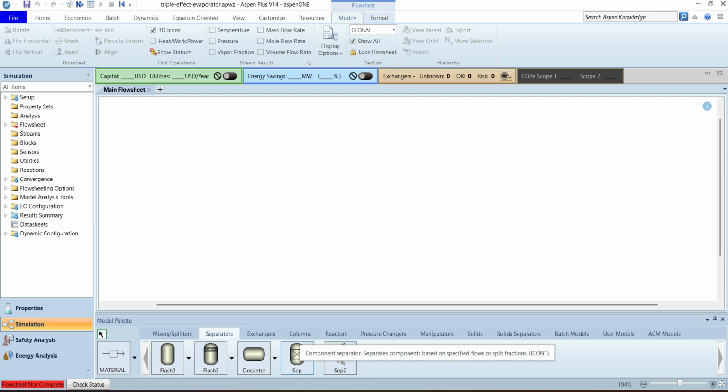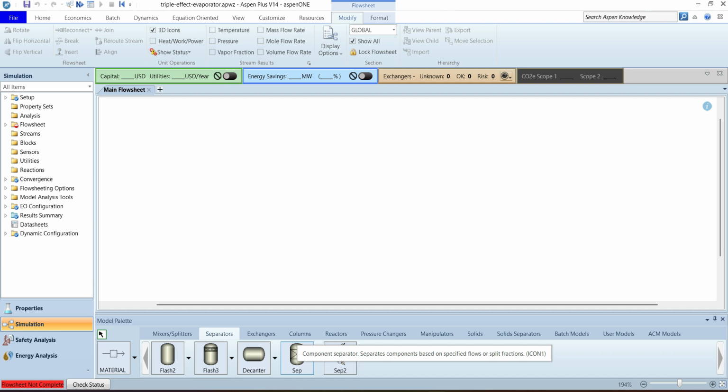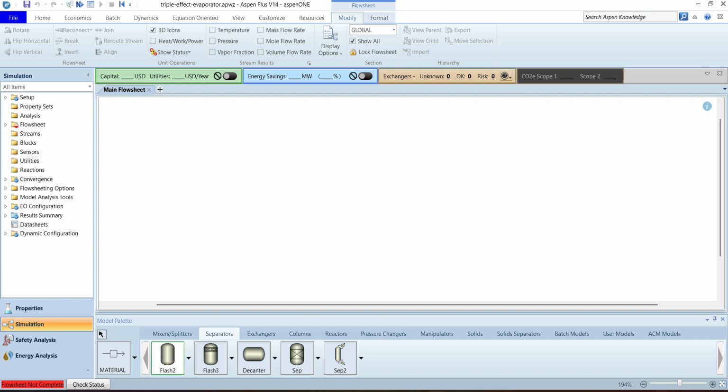The Sep block is a component separator, a total theoretical block where we can define the split fraction or the component flow rates in any of the discharge streams. The Sep2 block is limited to 2 outlet streams. However, the Sep block is not limited to any number of outlet streams. So let's use a Flash2 block to mimic the first effect of the triple effect evaporator.